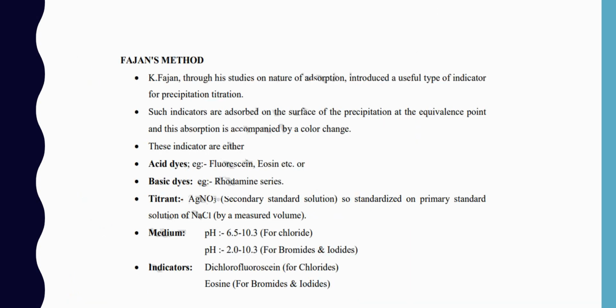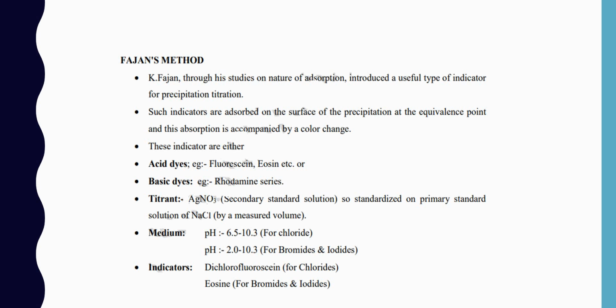Next is Fajans' method. Fajans, through his studies on the nature of adsorption, introduced a useful type of indicator for precipitation titration. Such indicators are adsorbed on the surface of the precipitate at the equivalence point, and the adsorption is accompanied by a color change. Fajans, the scientist, invented indicators which get adsorbed on the surface of the precipitate formed, and after adsorption they change color. So with this we can easily detect the endpoint.